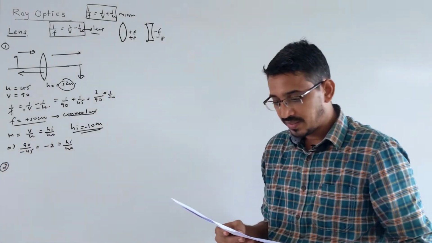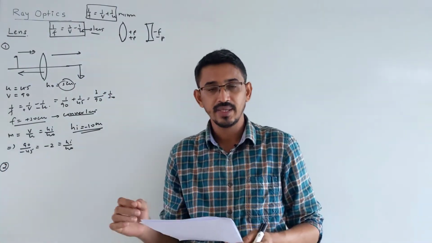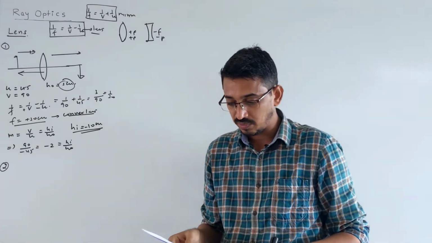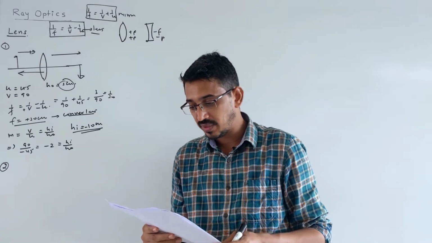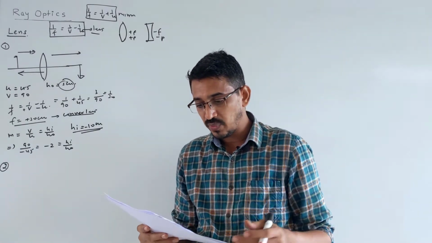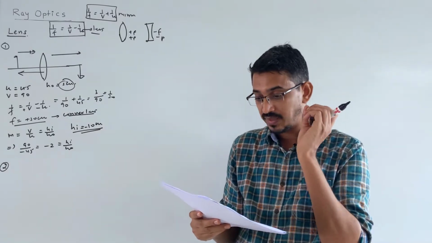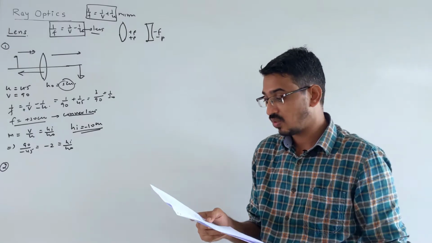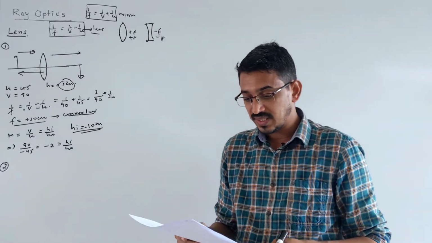Let's move to question number 2. They said a beam of light converges at point P. The light is converging at some point P. A lens is placed in the path of the convergent beam 12 centimeter from it. At what point will the beam converge now if the lens is a convex lens of focal length 20 centimeter, and in the second case a concave lens of focal length 16 centimeter?